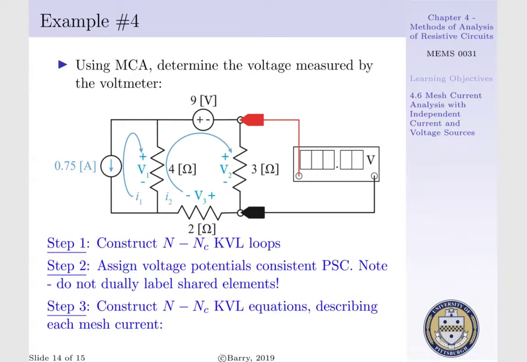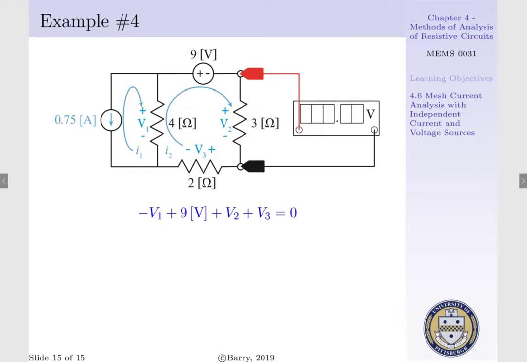Step 3 is to construct n minus n sub c KVL equations. We will apply this to mesh 2. In doing so, we'd have minus V1 plus 9 volts plus V2 plus V3 is equal to 0.